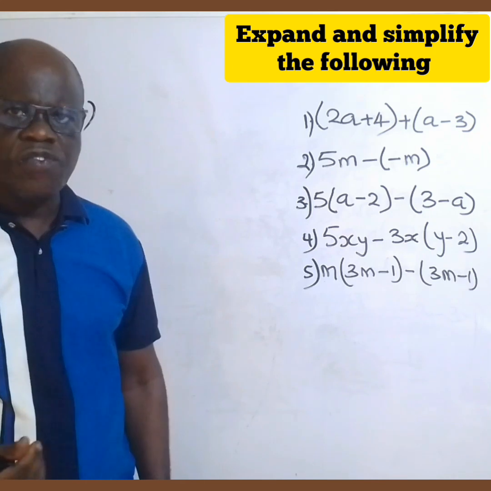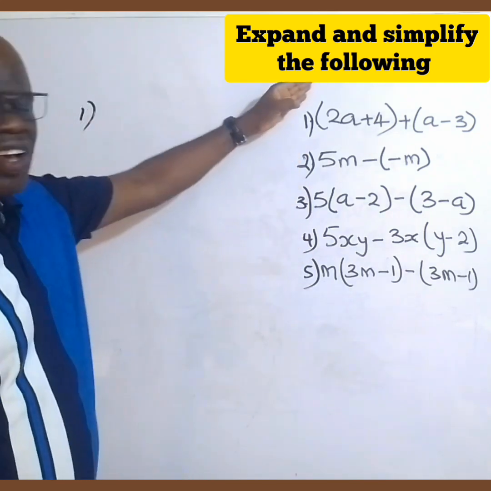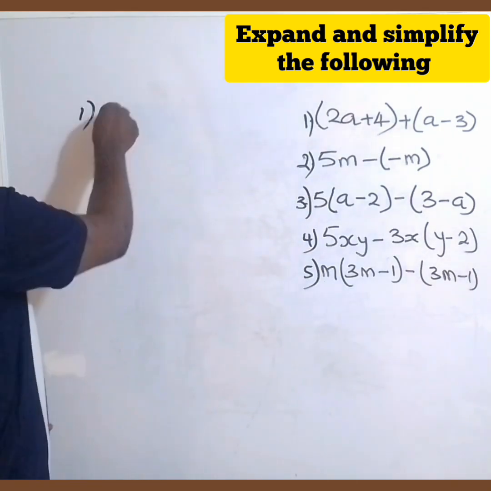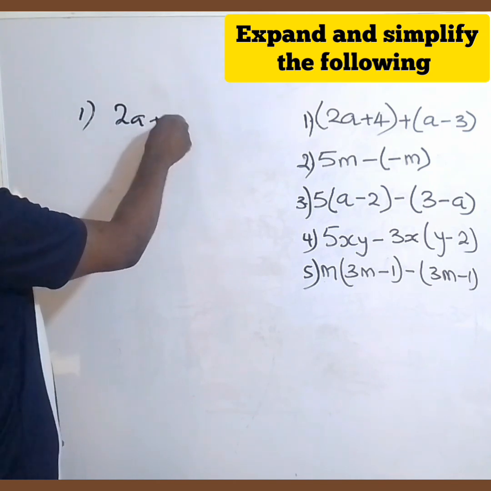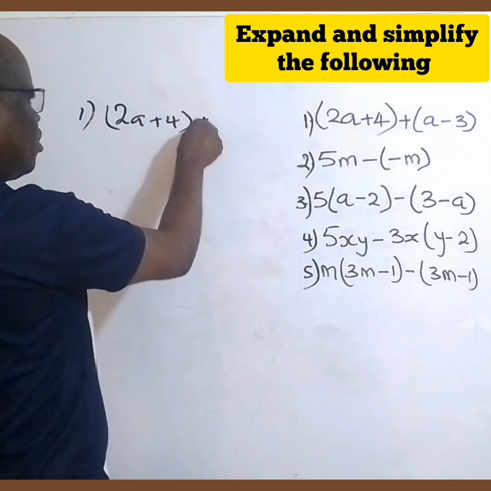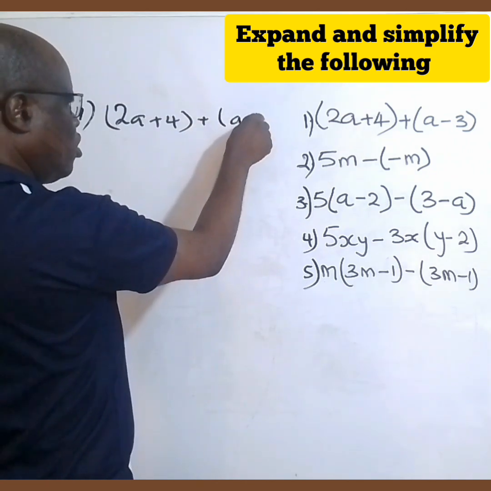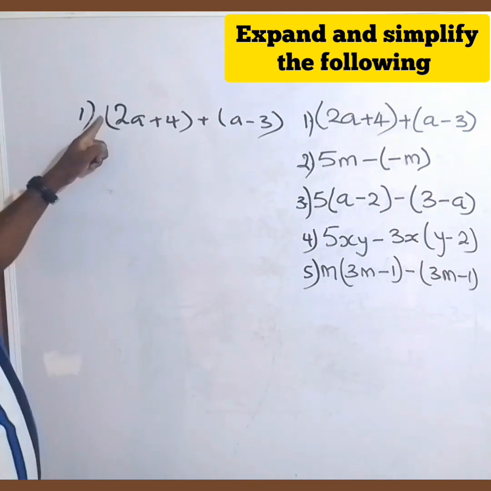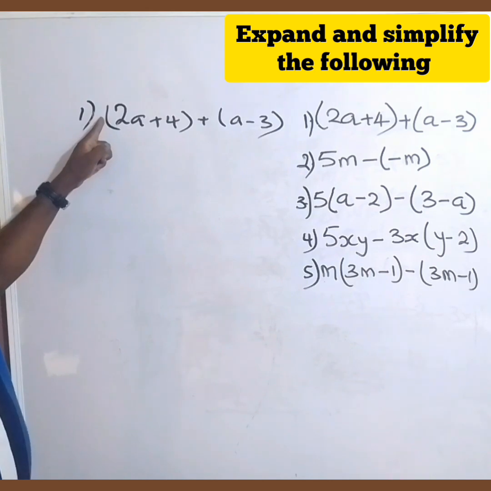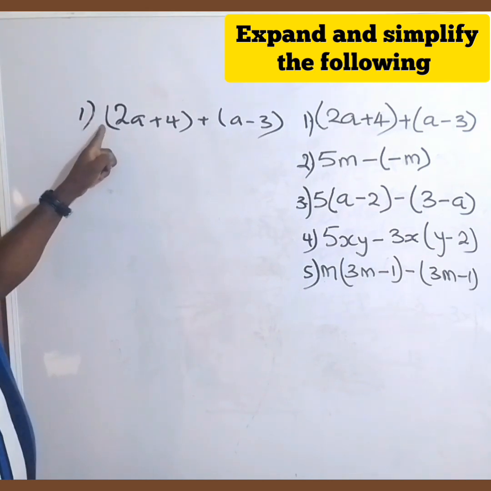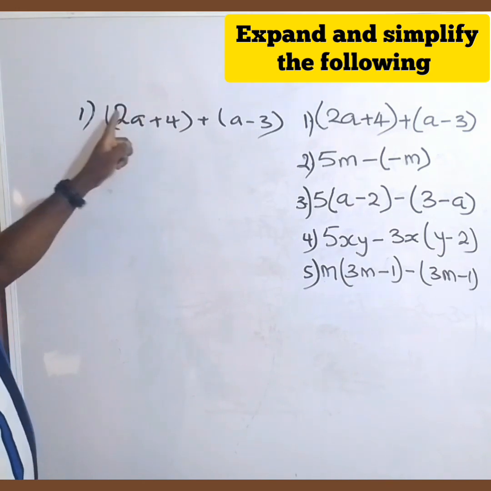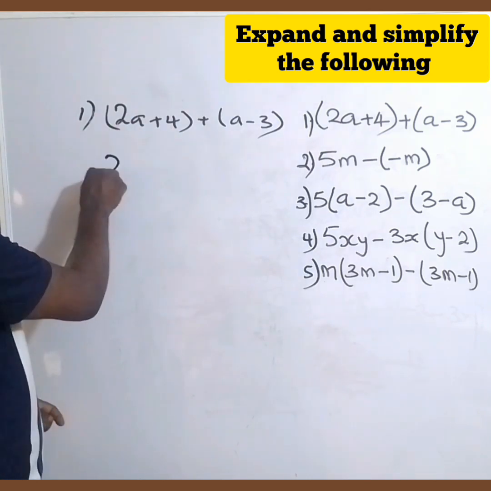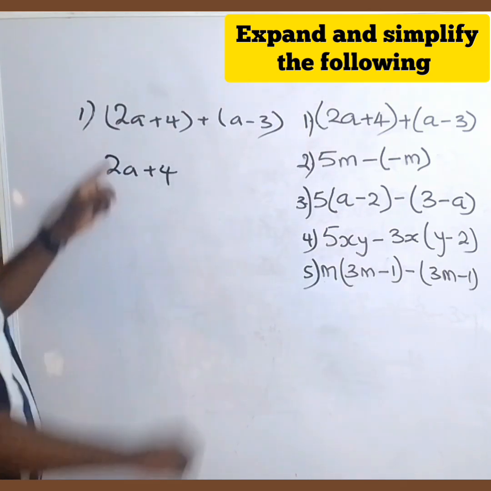We continue our study of factorization as we want to expand this and simplify. Now look at the first one. So don't forget what we discussed last about multiplying through the bracket. This is 1 here. That one is multiplying through the bracket. So 1 multiplied by this, you make 2a. 1 multiplied by 4, you make 4. So let's write this one down, and then you remove the bracket.